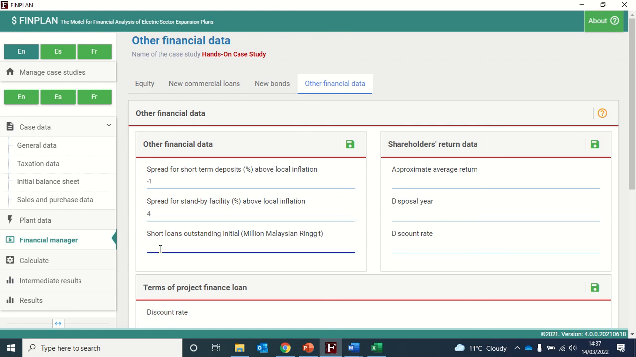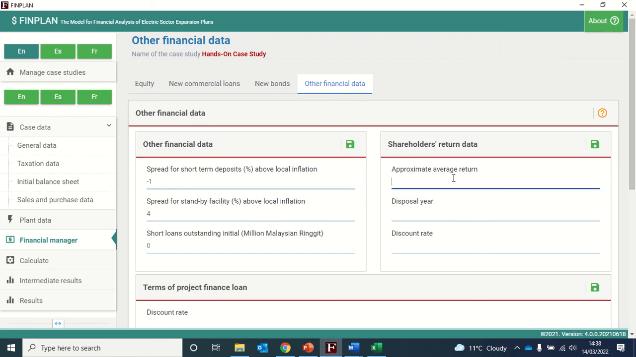The last thing in this box is short loans outstanding initial for the existing company, which is irrelevant here as we consider project financing without any outstanding loans at the start of the project. So we'll therefore put down 0 for this box, and we save our data.